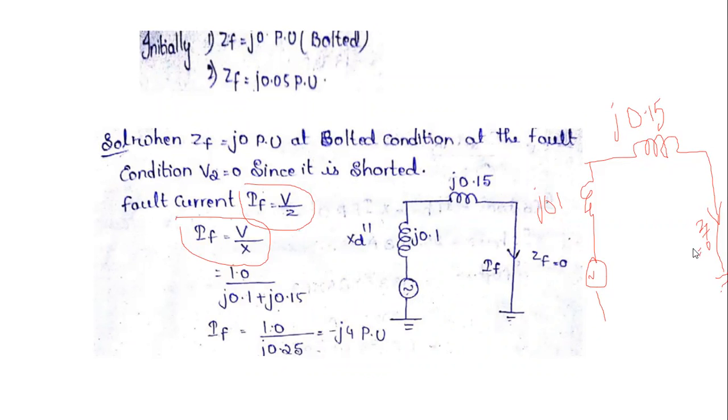Then we find the fault current IF, which is equal to V by X, where V is 1 and X is equal to j0.1 plus j0.15. Then the fault current is equal to minus j4.